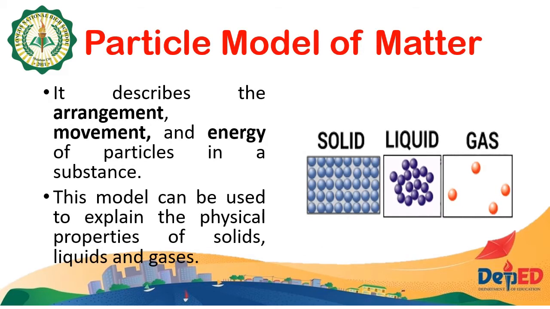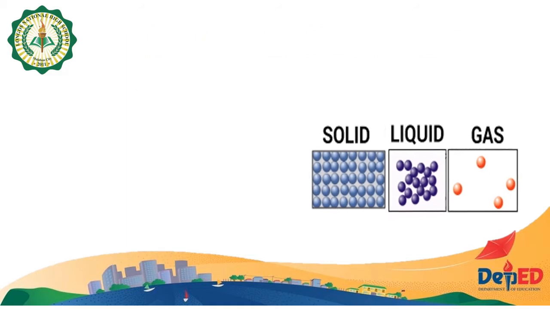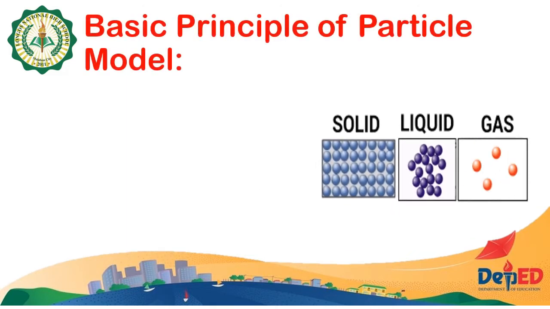See the illustration on the right, the particle model of matter. It describes the arrangement, movement, and energy of particles in a substance. This model can be used to explain the physical properties of solids, liquids, and gases. The particle nature of matter is a good description of matter. The basic principles of the particle model are the following.